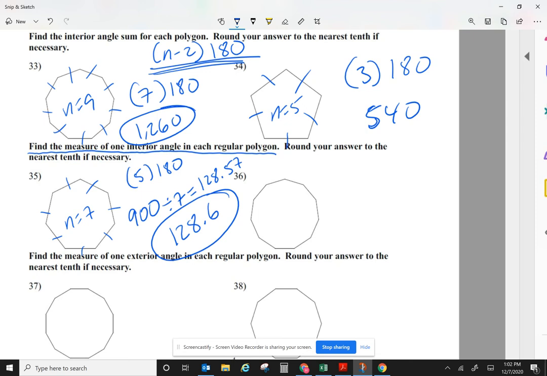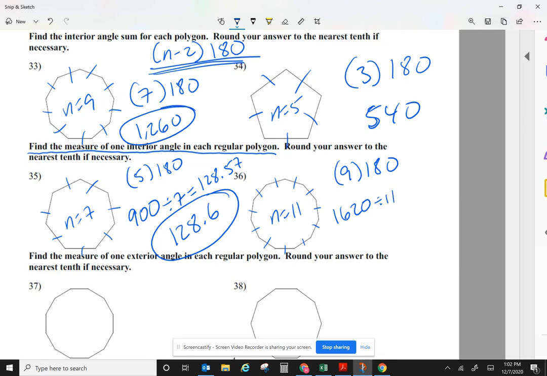All right, let's take a look at number 36. Let me see how many sides I have. 1, 2, 3, 4, 5, 6, 7, 8, 9, 10, and 11. There's 11 sides. So I'm just going to go 9 times 180. Remember the 9 because it's n minus 2. 9 times 180 is 1,620. That's how much all of them add up to.